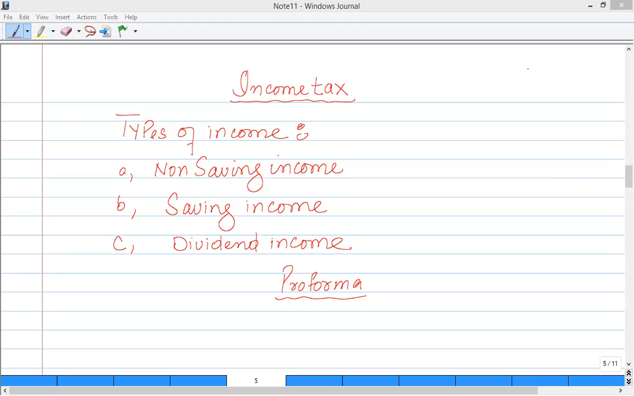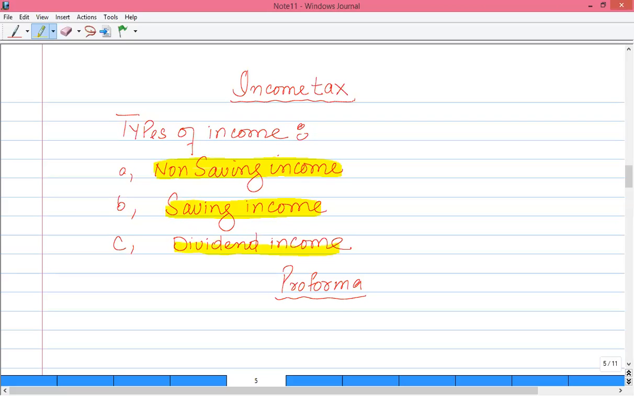Dear students, in this video, we will learn how to calculate income tax liability. So first of all, when we want to calculate income tax liability, we should know what types of sources of incomes are available. In this exam, the income tax sources can be classified into three types. First one is non-saving income. The second one is saving income. And the third one is dividend income.